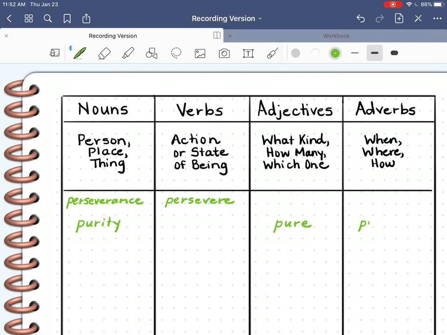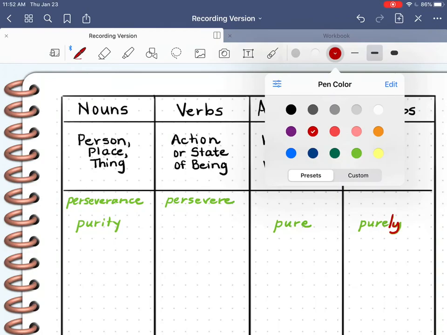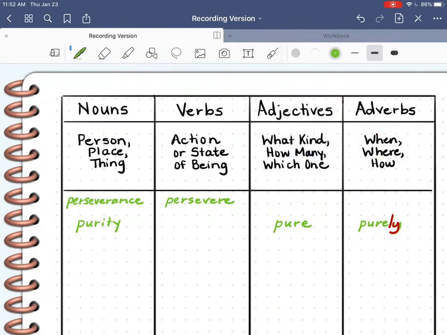You sometimes hear purely. That's an adverb. And I should put that ly in red so you can see. But all of those are in the same family, coming from the word pure. Valor is a noun. It's a thing. And I think that's all I can think of for that one. I don't know of another word. I'm sure there may be one, but I don't know it off the top of my head, so I'm just going to leave that one alone.